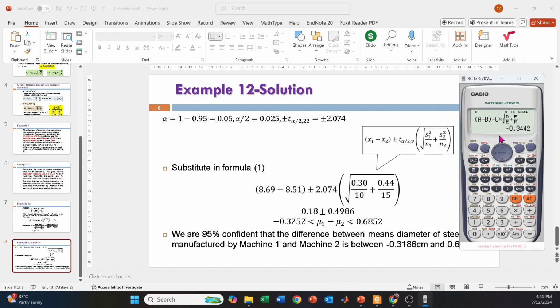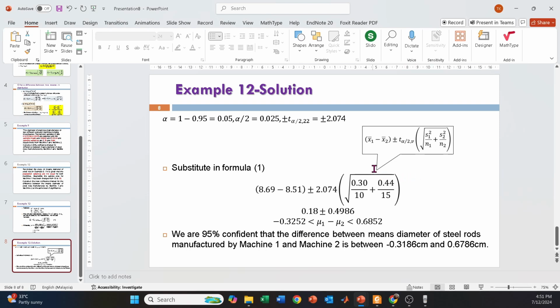Search back for the lower confidence limit. Then we calculate A 8.69, B 8.51, C 2.074, D is 0.3, E is 10, F is the second population variance 0.44, M is the sample size for population 2, 15. So you get negative 0.3252.